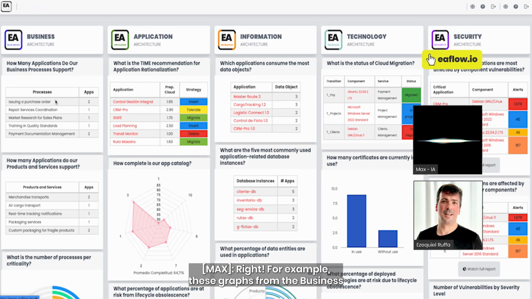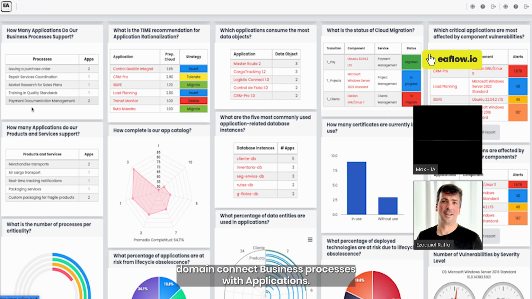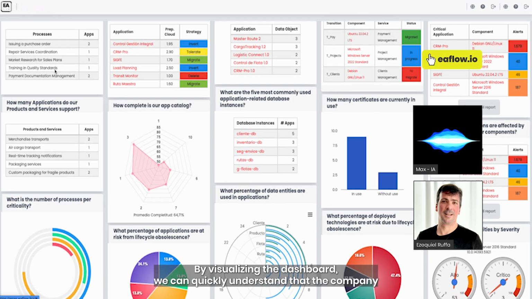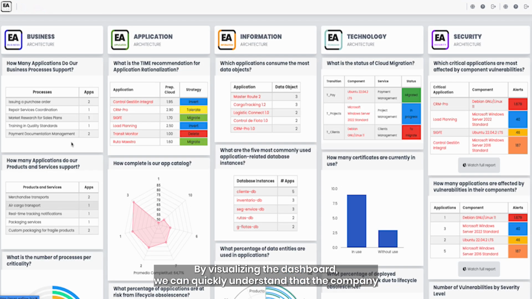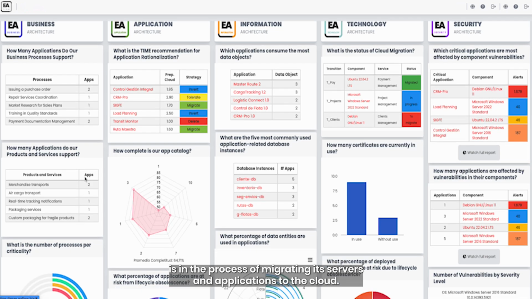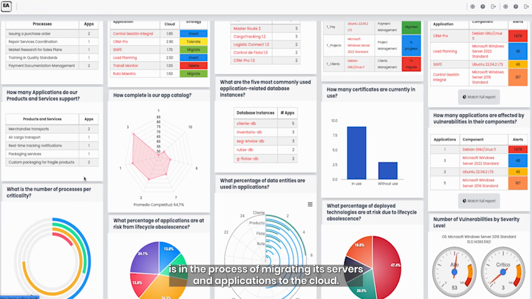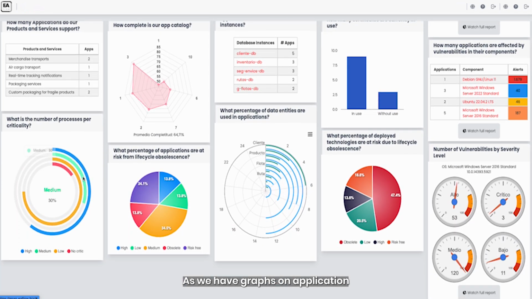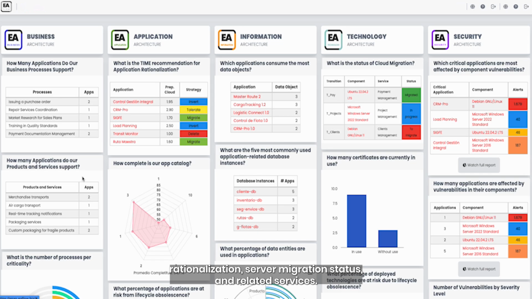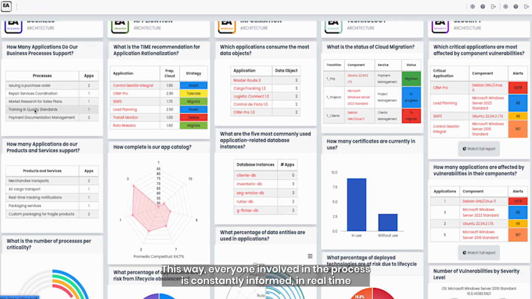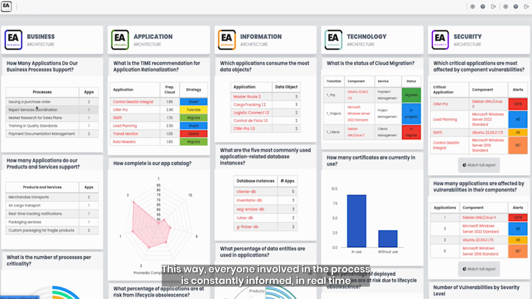Right. For example, these graphs from the business domain connect business processes with applications. By visualizing the dashboard, we can quickly understand that the company is in the process of migrating its servers and applications to the cloud, as we have graphs on application rationalization, server migration status, and related services. This way, everyone involved in the process is constantly informed in real time and in a harmonious manner about the collaborative work between architects from various domains.